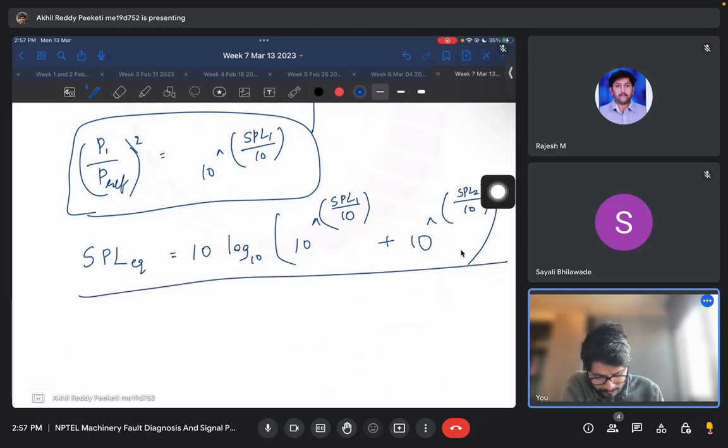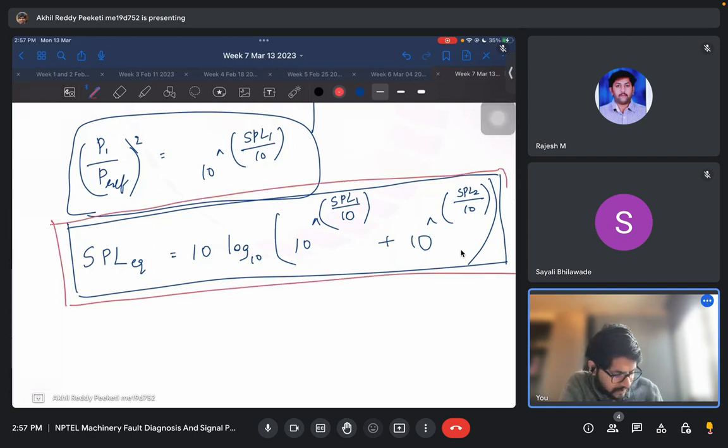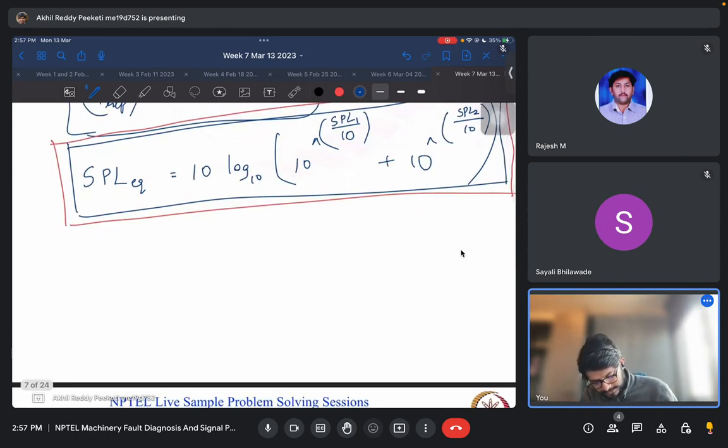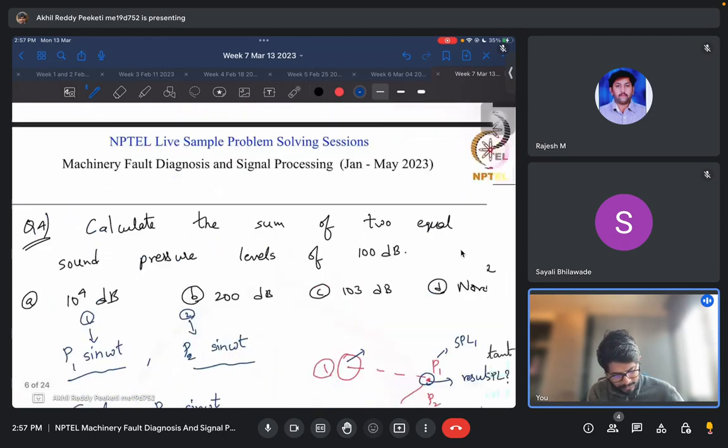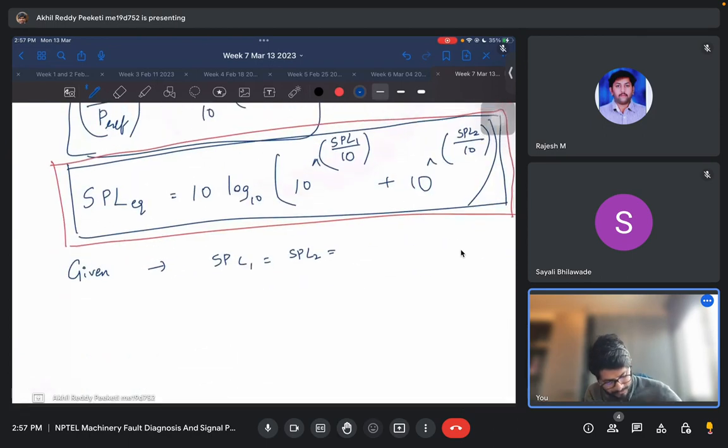Okay, so this is the final formula when you are adding two sound pressure levels. Now let's look at what SPLs are given. In the question, SPL1 and SPL2 are equal, both 100 decibels.